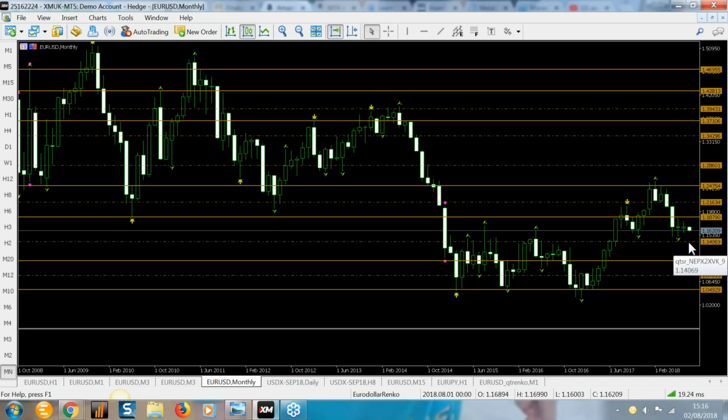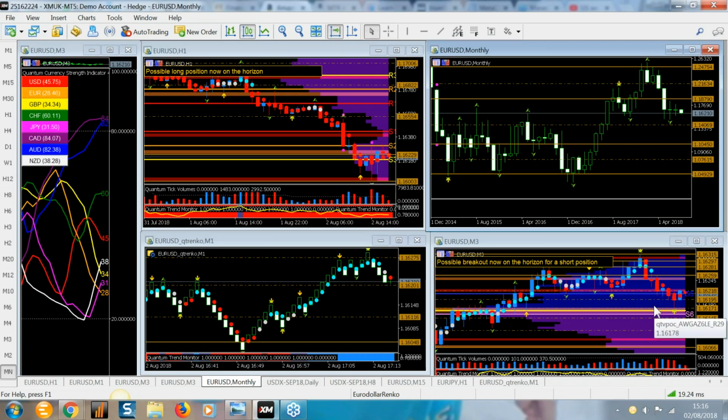But what is happening here, this is the monthly, it's going to determine what is happening on the faster time frame. So that's something to take away and consider.